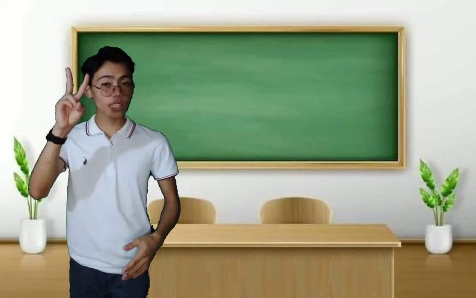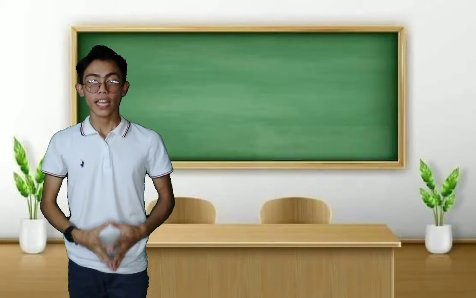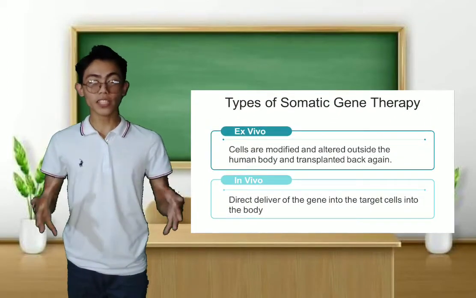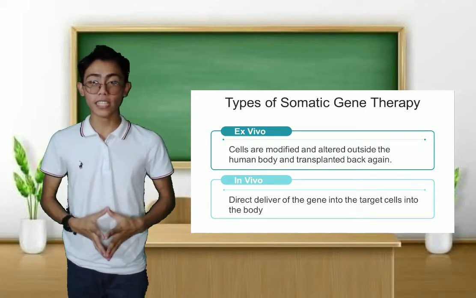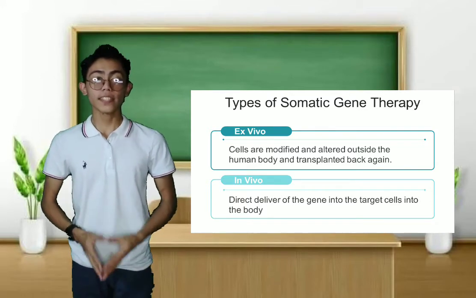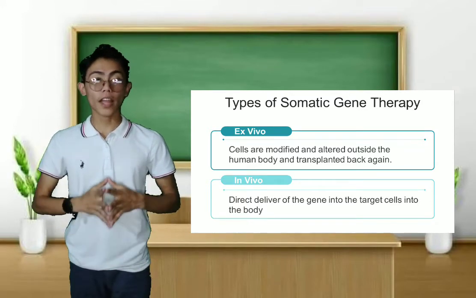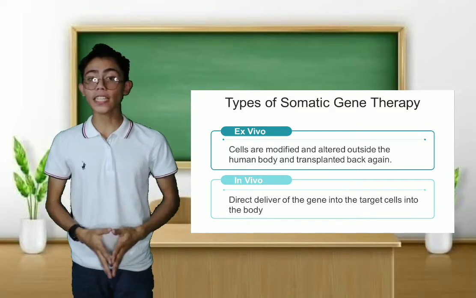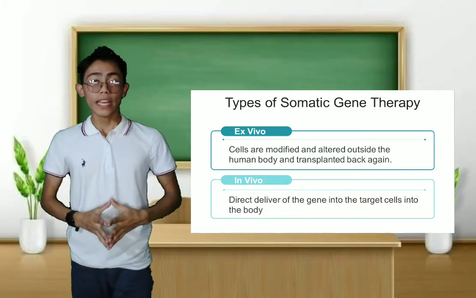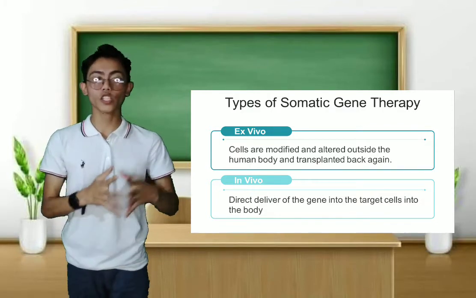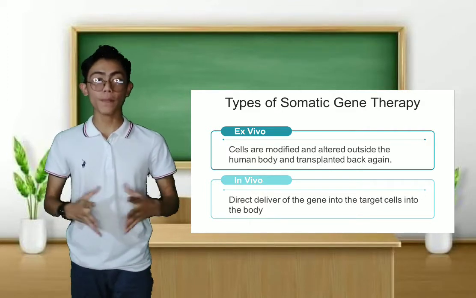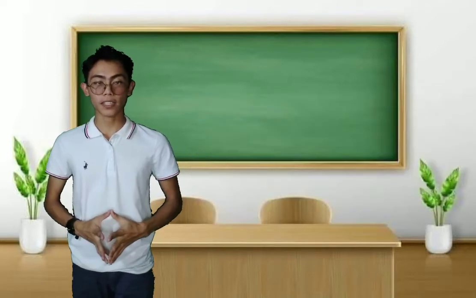Now, there are two types of somatic gene therapy, the in vivo and ex vivo. Now, let us contrast these two terms into their simplest idea. The first type of somatic gene therapy is the in vivo. It is the direct transmitting of genes inside the human body targeting the defective cells. While ex vivo is of course the outside alteration of the cell, then afterward you transfer or inject it to the human body targeting the defective cells.